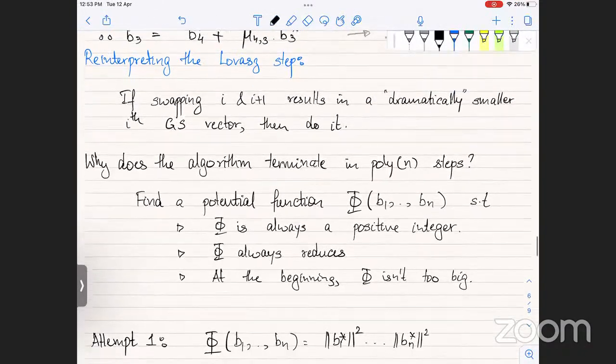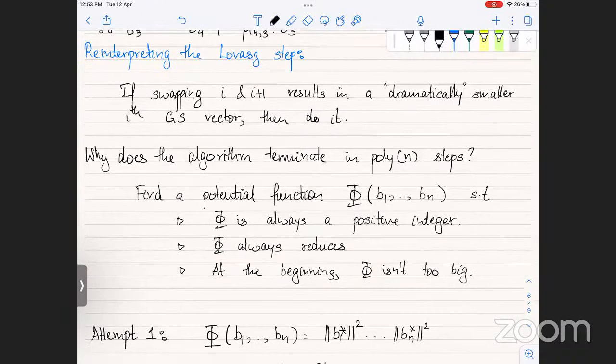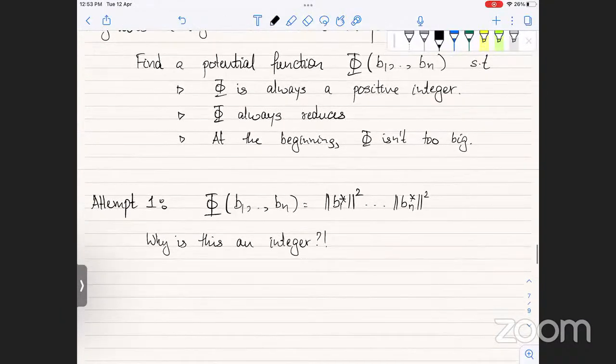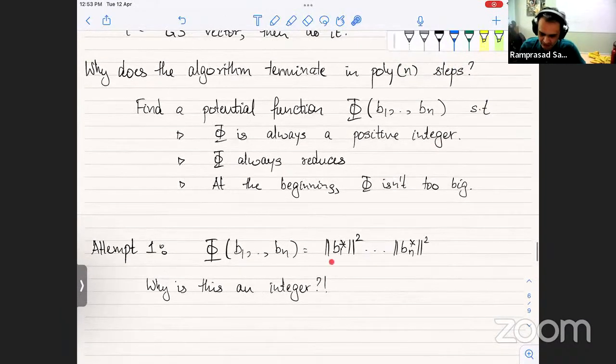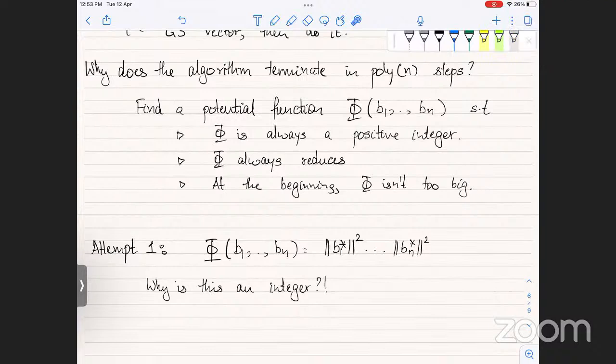Why do you choose the product? Is there any logic for that? Basically, we just argued that the reason we did a swap was because the ith vector came down. That vector reduced in length. You can take the sum also. It just so happens that the product is slightly easier to analyze. Is it a combinatorial problem that there will be a finite number of steps where every vector can be reduced up to some length?